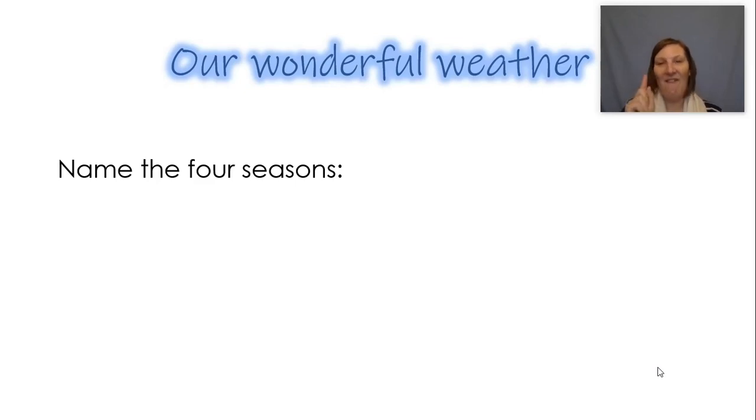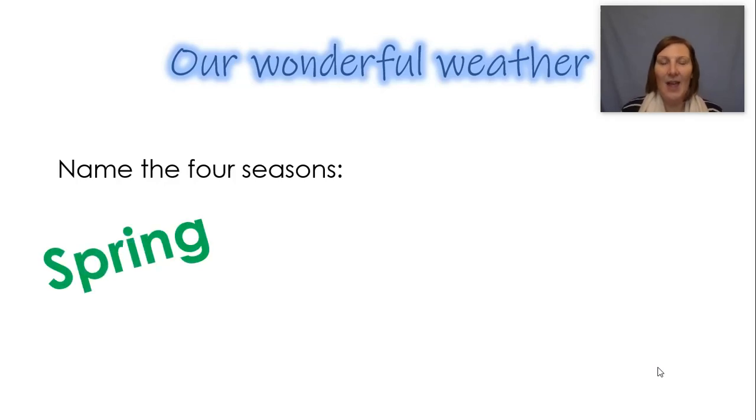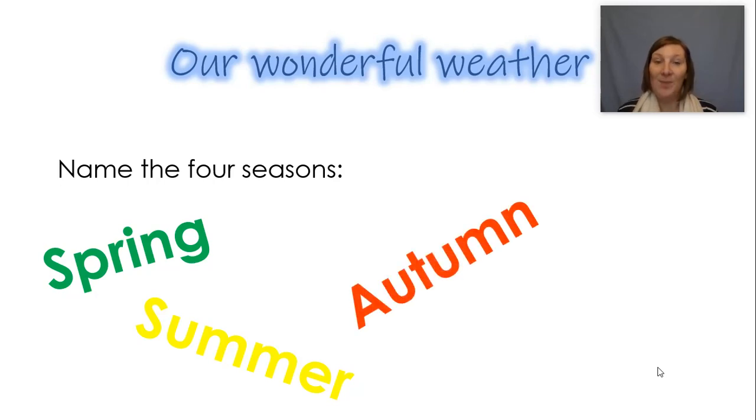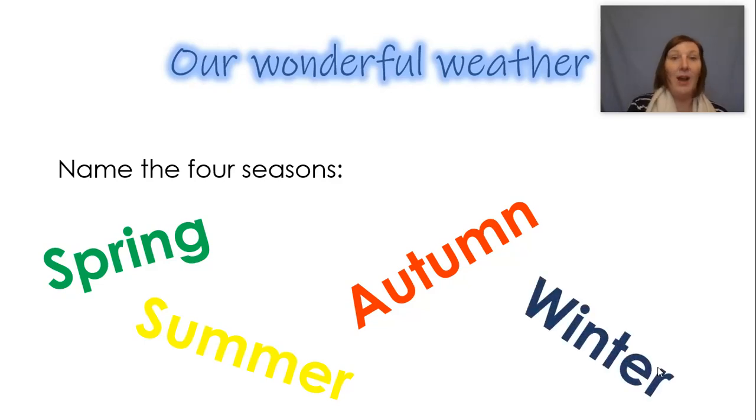Shall we see? So the first season is spring. And then after spring follows summer. Did you get those two? Brilliant. And after summer, so when summer's kind of coming to the end, then we have autumn. Brilliant. And then after autumn, we have winter. And then it starts all over again. After winter comes spring, and then summer, autumn, winter again, back to spring.